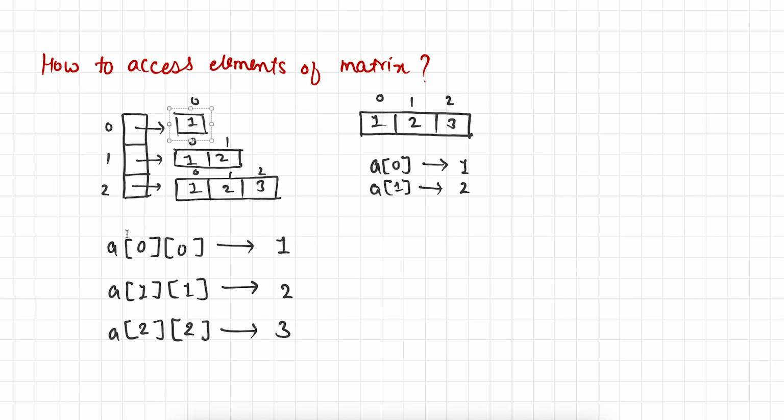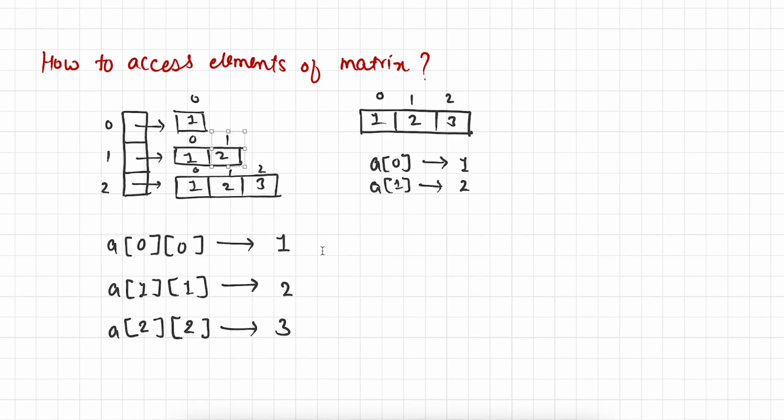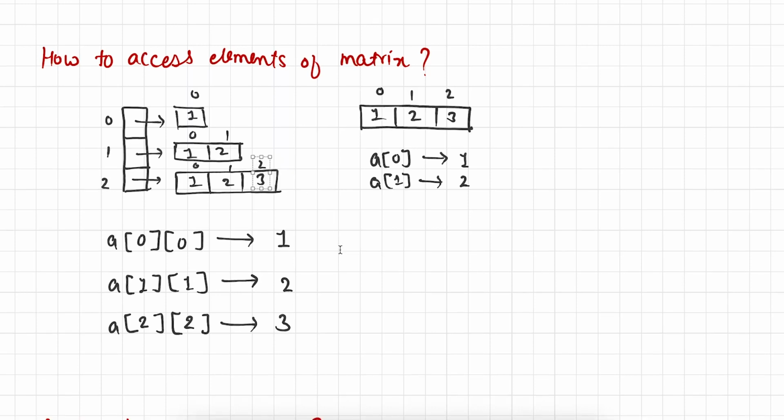So 0 of 0 means we are accessing the first row of the first column, and we get the element that is 1. Similarly, if I want to access 2, then we have to write 1 1 and we get the element as 2, because 2 is present in the first index of this array and the first index of the inner array. Similarly, if I want to access this element that is 3, we have to write 2 2, which gives the element 3, because the 3 exists in the second index of the first array and the second index of the inner array. So this is how we access elements of a matrix.